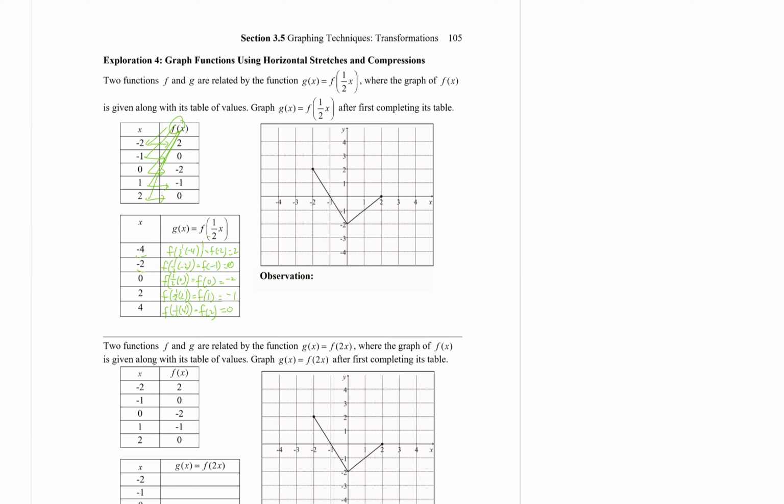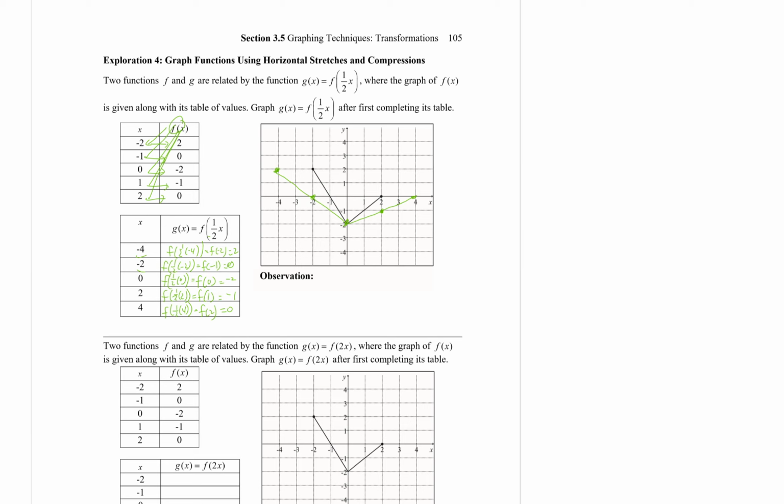Now I'm going to plot these points, okay? So when x is -4, y is 2. When x is -2, y is 0. When x is 0, y is -2. And when x is 2, y is -1. And when x is 4, y is 0. I'm going to connect the dots.